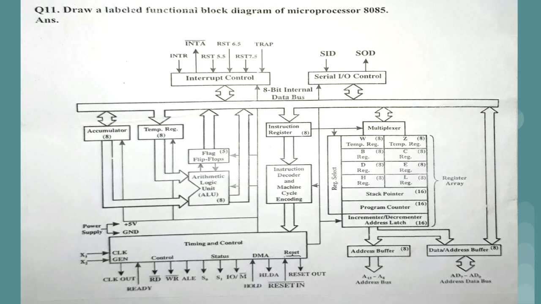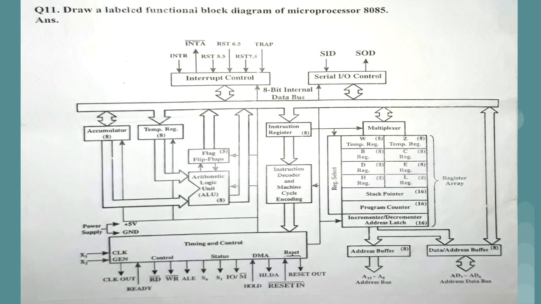So now we have the upper part, the interrupt control and serial input output control section. Below we have the timing and control section, and along with that we have the address buffer and data slash address buffer. Then in the middle part we have the accumulator, temporary register and flag register, and all these three registers are connected to the arithmetic logic unit. And after that we have the instruction register. Below the instruction register we have the instruction decoder, and the instruction decoder is connected to the timing and control section.